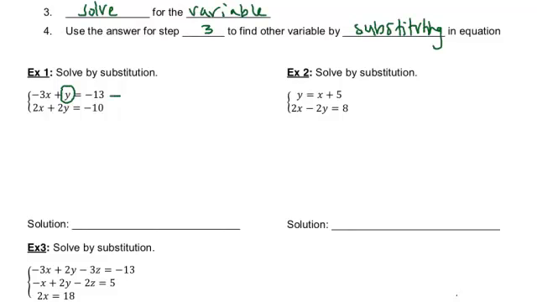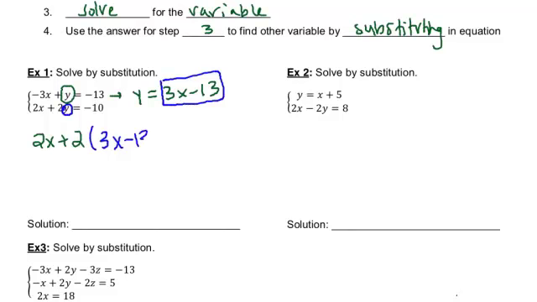So if we solve for y for our first equation, we're going to add 3x to both sides, and that will get us y equals 3x minus 13. So then we're going to take this value for y, which is 3x minus 13, and we're going to plug that in for y in our second equation. So we have 2x plus 2 times (3x minus 13) equals negative 10. So again, we're just taking what y equals in our first equation that we solved for and substituting that in for the y in our second equation.